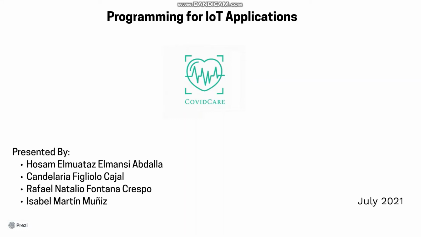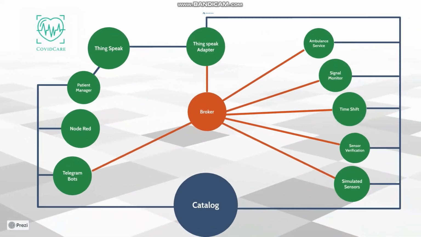Hello everyone. In this video, we are going to introduce you to our IoT platform CovidCare and the main concept behind it. The general purpose of the platform is to provide home monitoring services for COVID patients, with the ability to measure their temperature, oxygen level, blood pressure, and heart rate. The monitoring of the patient is done remotely and provides fast response to critical conditions in case of an emergency.